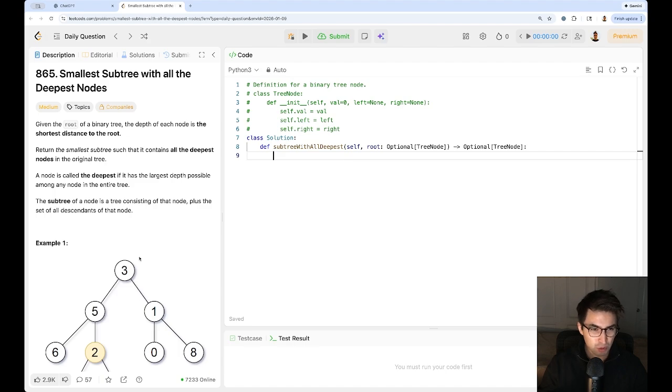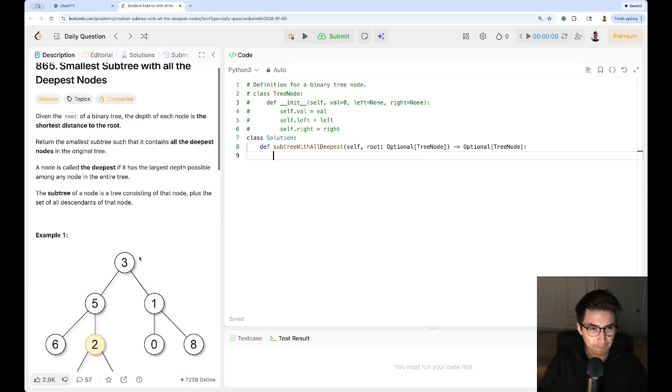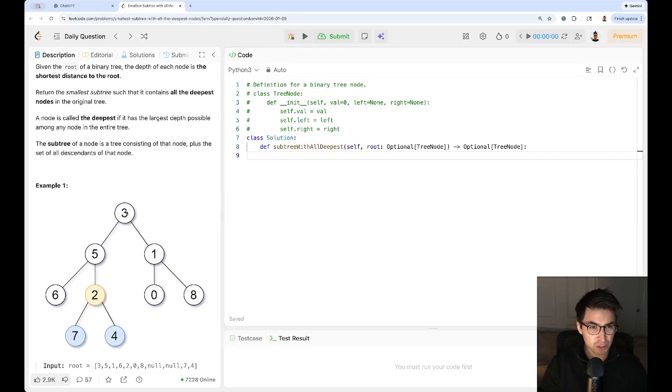The subtree of a node is a tree consisting of that node plus the set of all descendants of that node. The depth of each node is the shortest distance to the root. Okay, small subtree that contains all the deepest nodes.